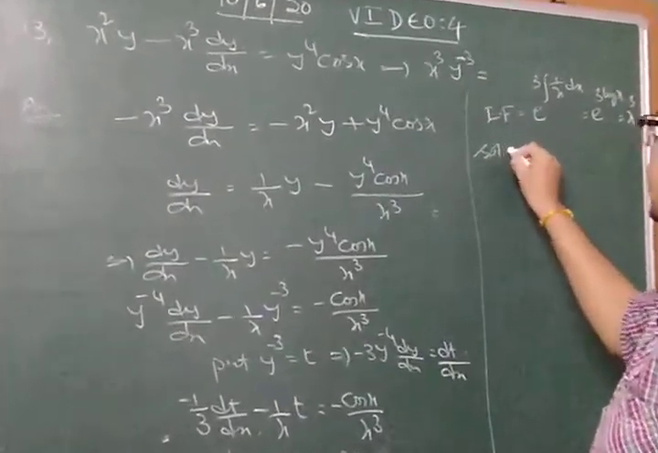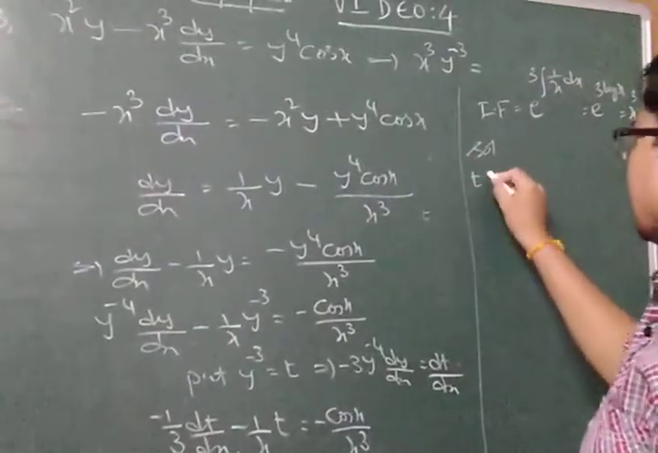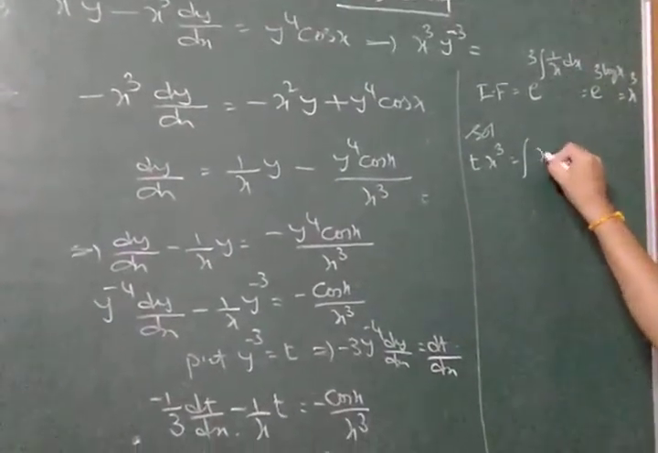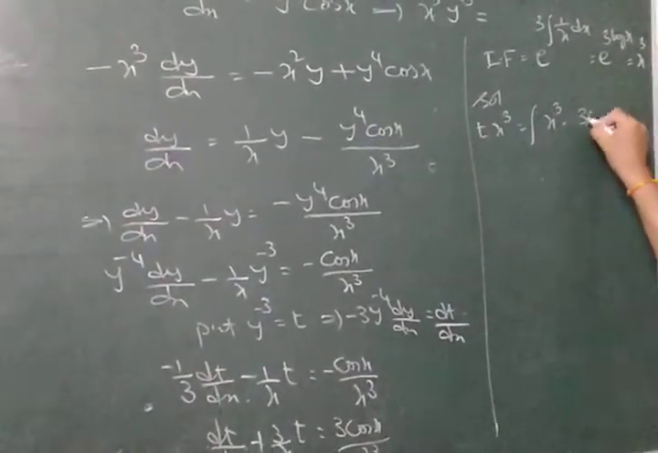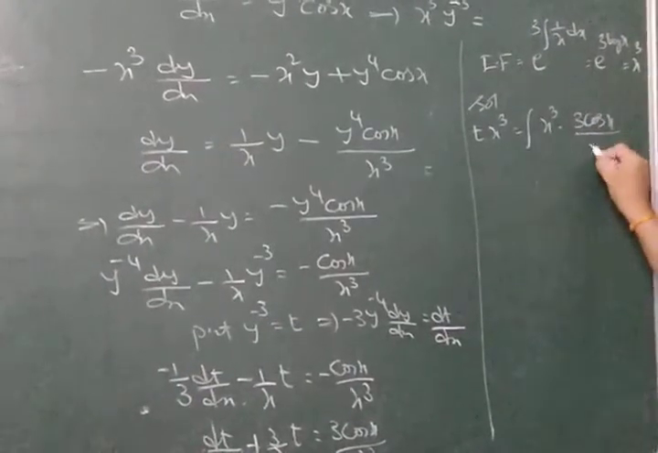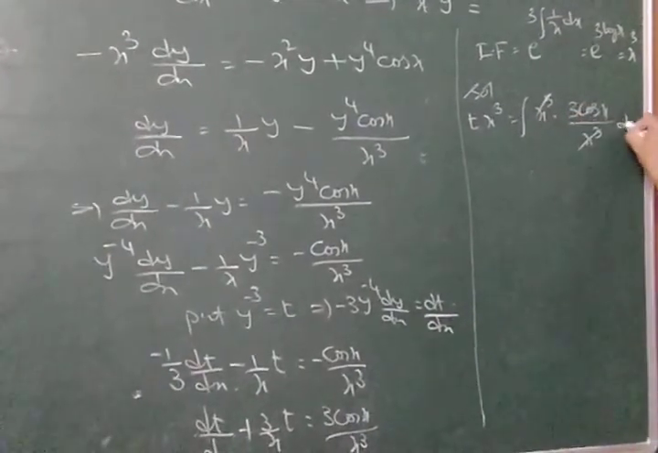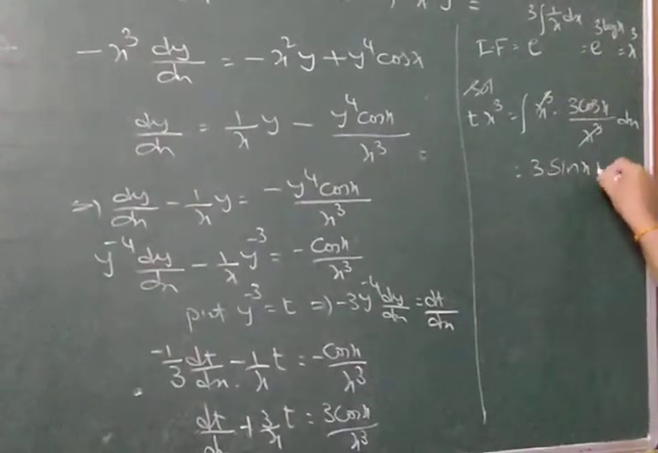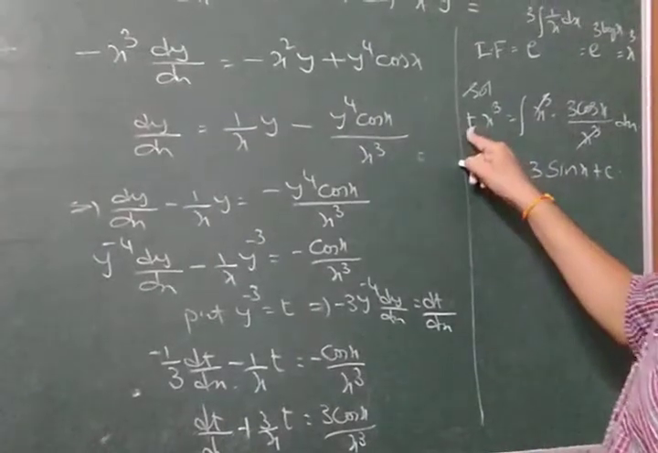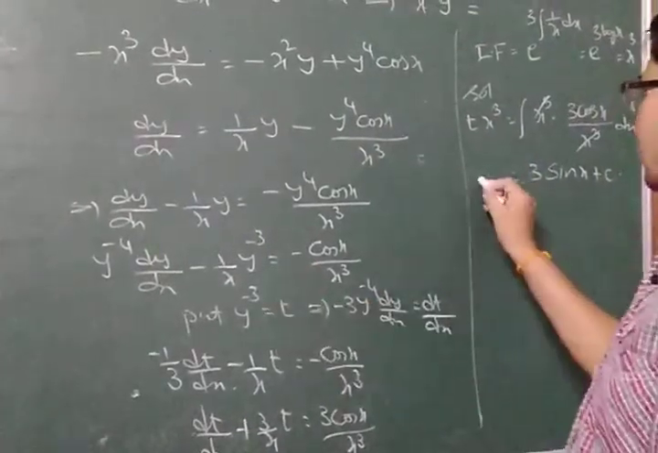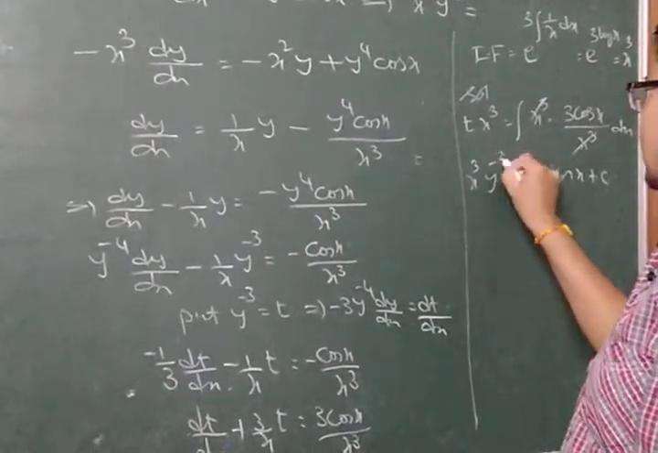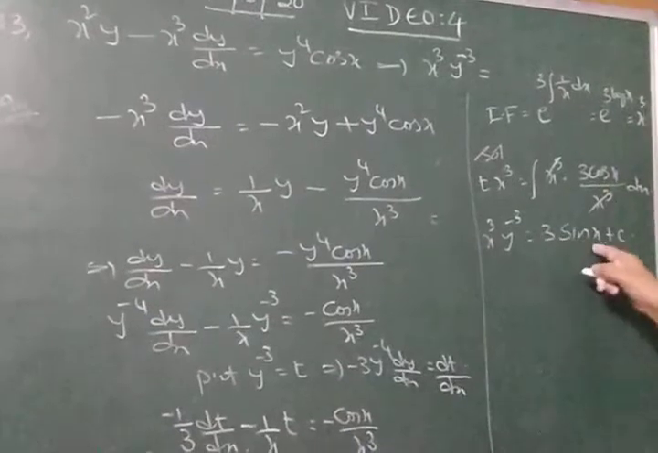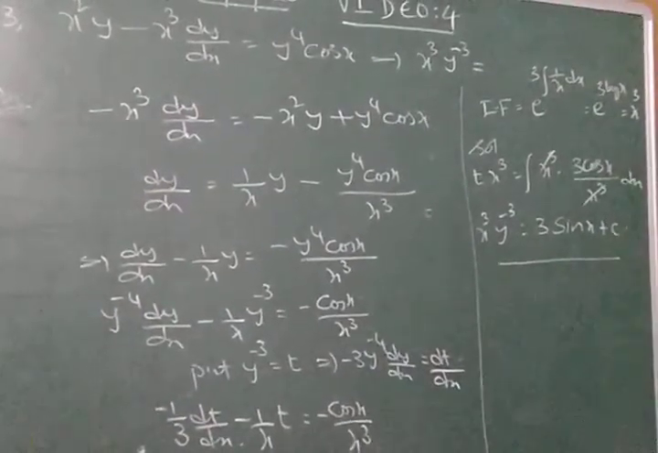Now the solution is t into x cube is equal to integral of x cube into 3 cos x by x cube, cancel x cube, into dx. Now this is 3 into integral of cos x, means sin x plus c. T means, what is t? y cube, x cube into y to the power of minus 3. This is the value of x cube into y to the power of minus 3 is equal to 3 sin x plus c. This is the required solution.